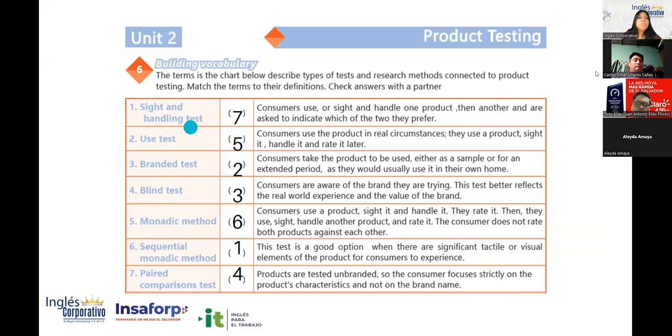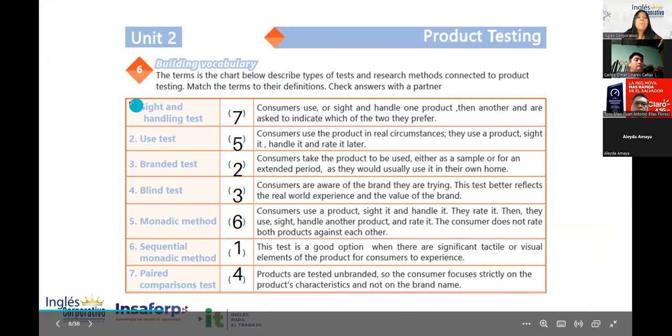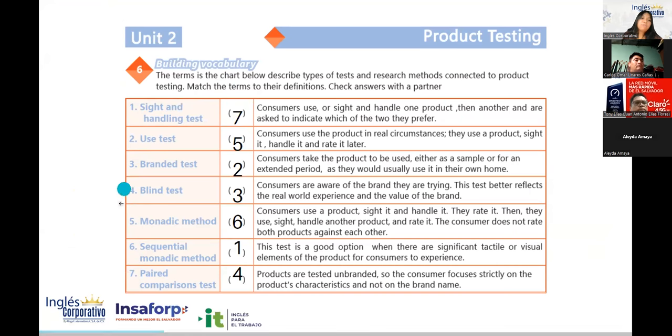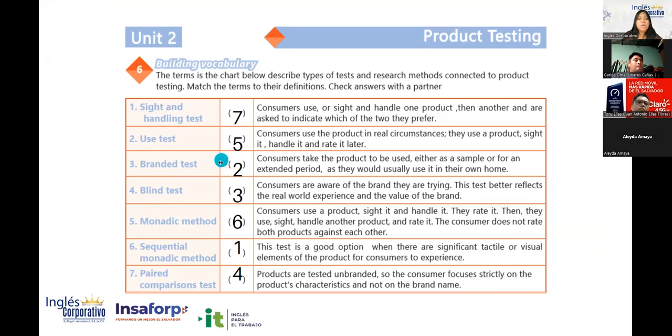So I'm going to need your help. What we are going to do is the following. So we have this vocabulary, from 1 to 7, yes? What you need to do is that you are going to read the word, and then you are going to look for the definition. For example, sight and handling test is this one, and you are going to read the definition at the same time. Okay, so number 1, please, Atilio.